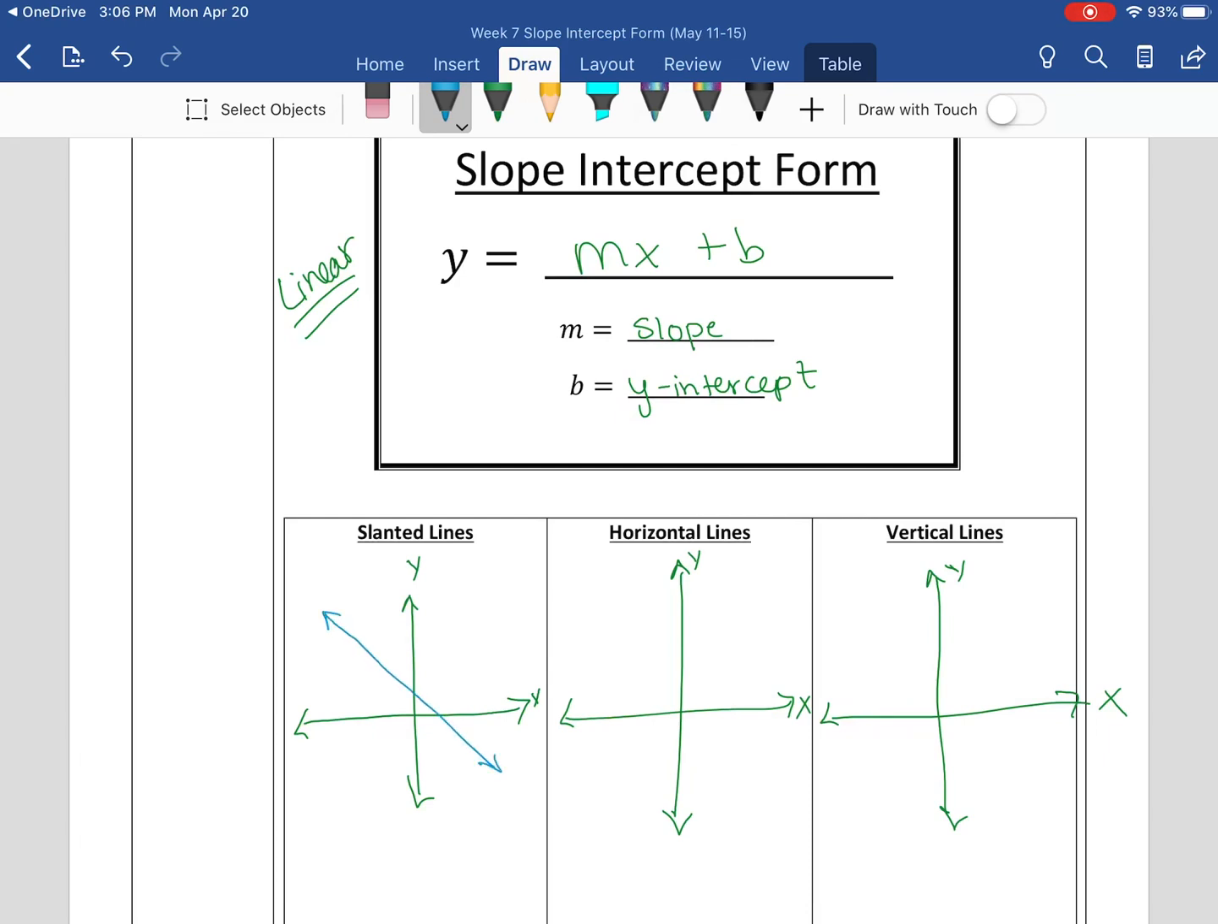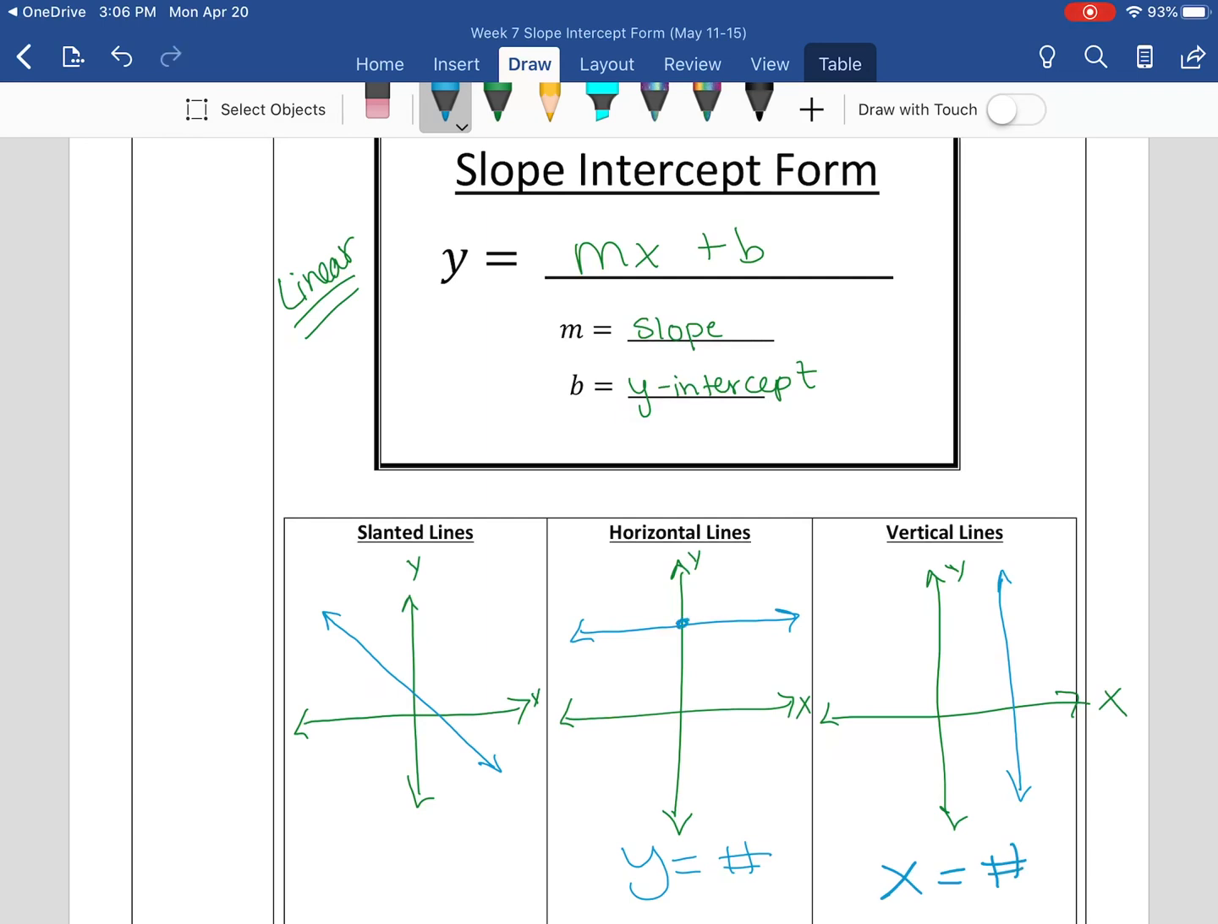that's what most of our lines look like, right? It's got that slant, that's a pretty regular line. A horizontal line, remember horizontal is like the horizon, it goes from left to right. So that's the special case where we have y equals some number. And then a vertical line, remember that's where we have a line that goes up and down, and so that's a special case where x equals some number.